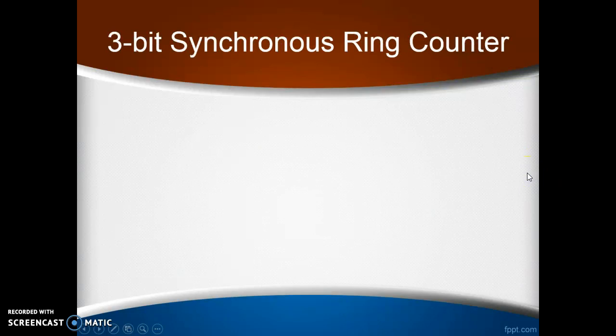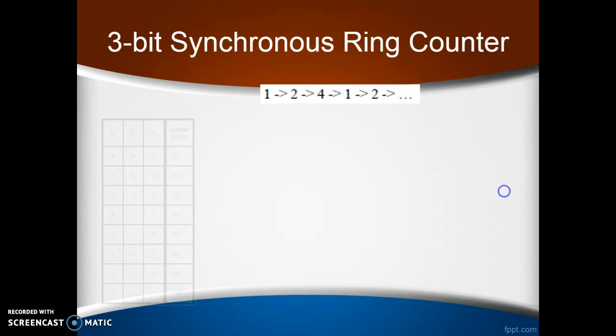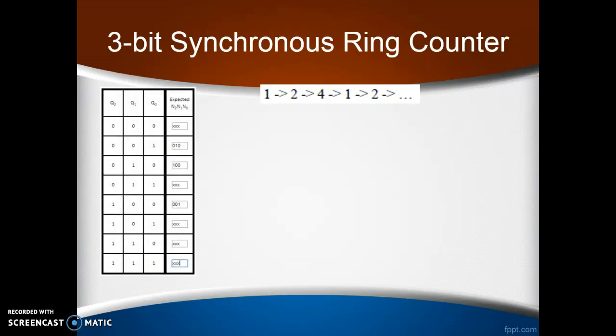The second counter that we were asked to create was a 3-bit synchronous counter. We are asked to use the pattern of 1, 2, 4, back down to 1, 2, and so on. Again, we fill out our transition table. We only care about 3 of the numbers and their expected next states. The rest of them we fill out with don't cares.